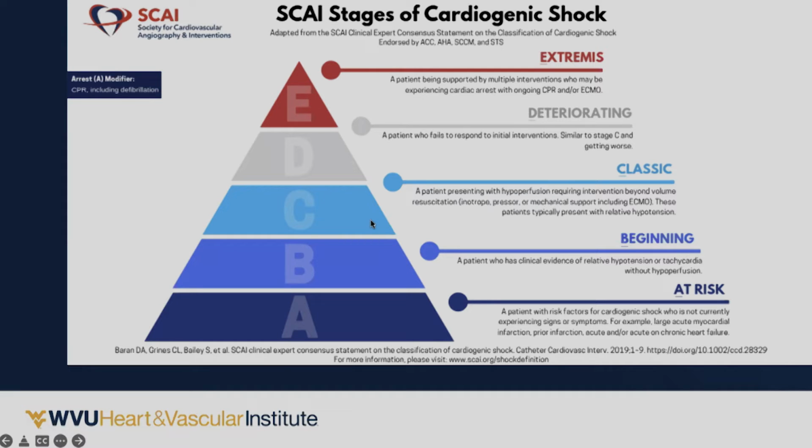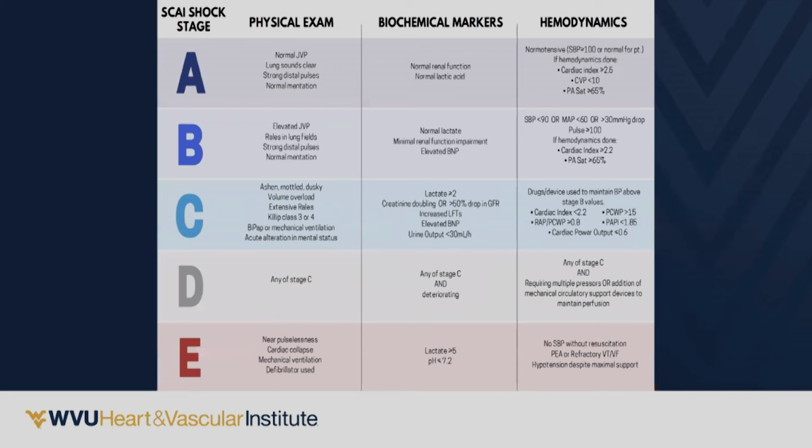But in stage C, D and E shock, which is classic, deteriorating, or extremis, meaning cardiac arrest patients, as I showed you, all of these can actually get a modifier of cardiac arrest as shown here, that actually makes the outcomes worse. So as we go from C to E, the mortality increases, and the number of devices that we use also increases, the number of medications that we use also increases.